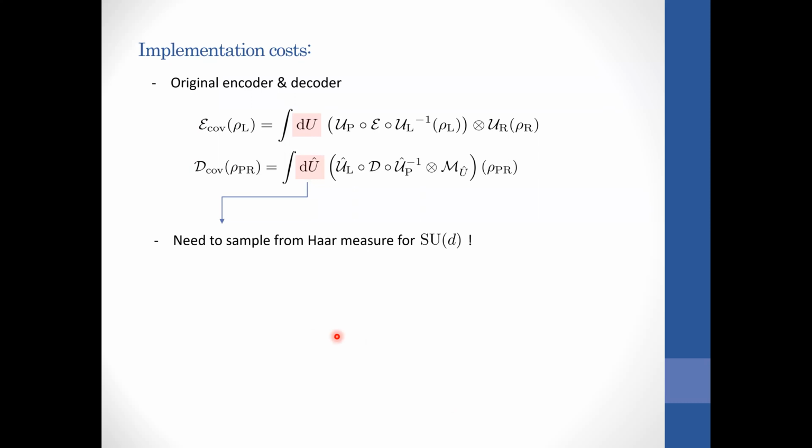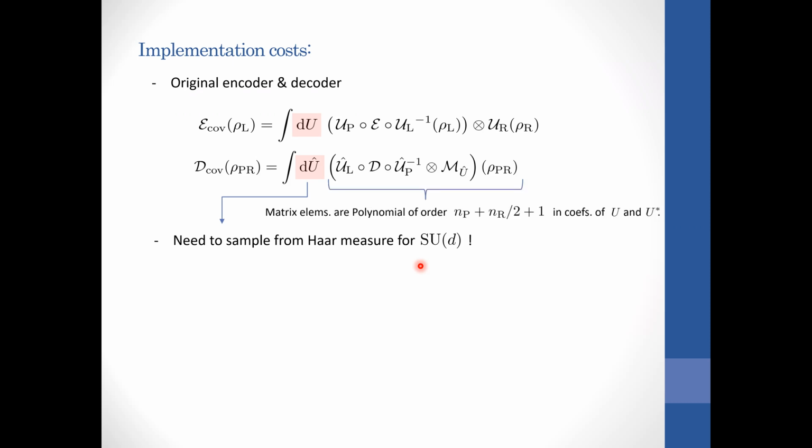And now finally, in the 3 minutes that's left, I just want to point out that our encoding and decoding involved sampling of the Haar measure, which sounds very nasty because this is a very hard problem. And from a practical perspective, it would mean that our encoding and decoding could not be run because the classical computational complexity is just too much. It will take too long to perform in practice.